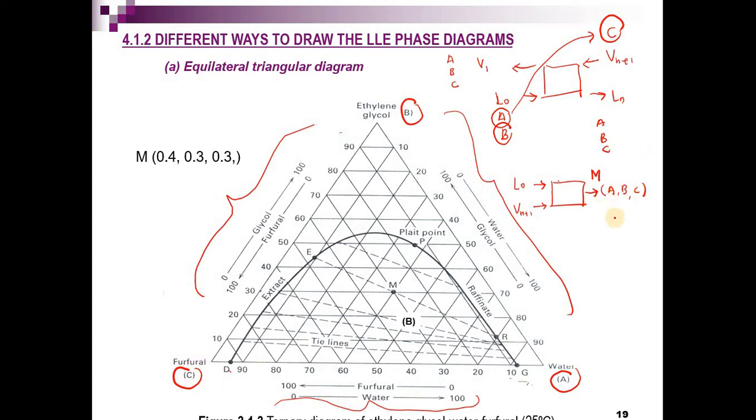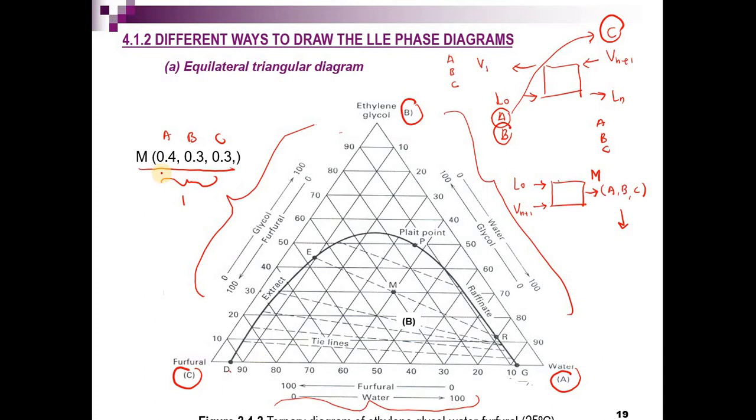Then M will be separated later. So M has 3 components, A, B and C. Let's say I have M, which has components A, B and C. A is 0.4, B is 0.3, C is 0.3. When we sum up these components, you will get 1, because these are fractions.